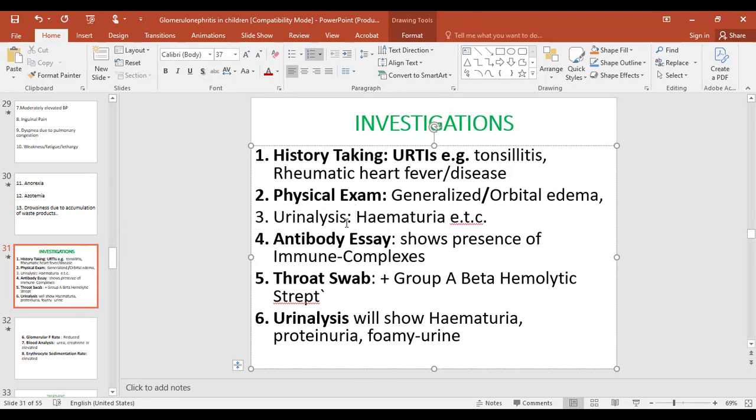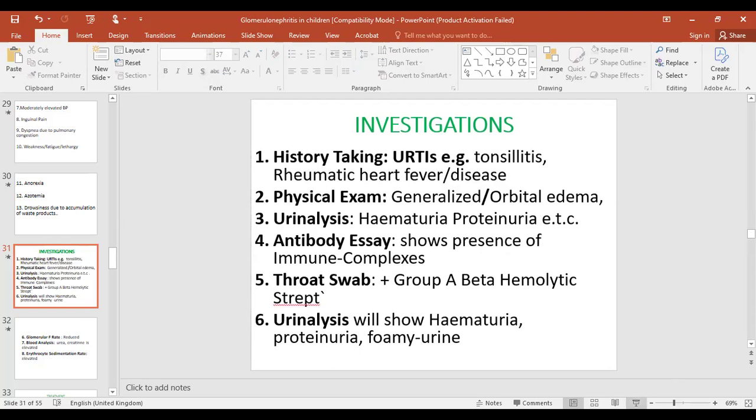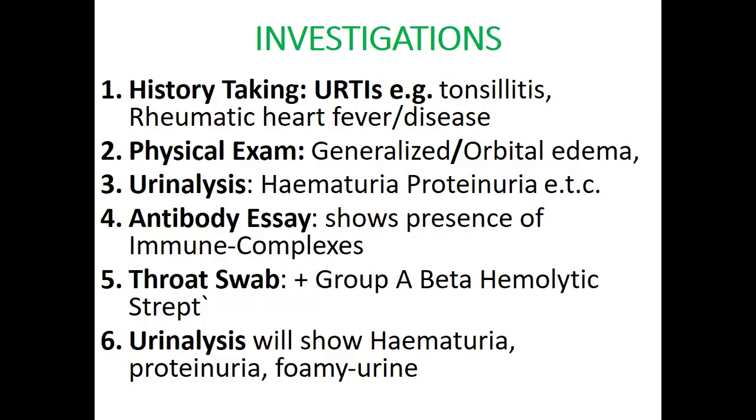What will urinalysis show us? There will be hematuria, proteinuria, and others. Those are investigations, and the antibody assay may show presence of immune complexes. This is an investigatory tool that is used to isolate certain antibodies in blood. So you find the immune complexes associated with the group A beta hemolytic streptococcus.